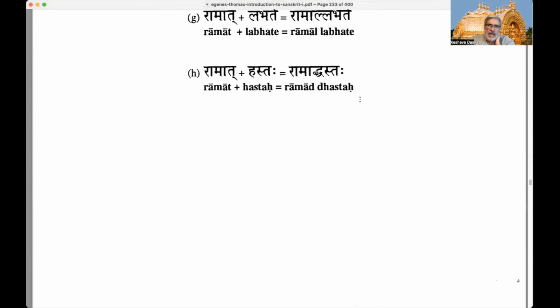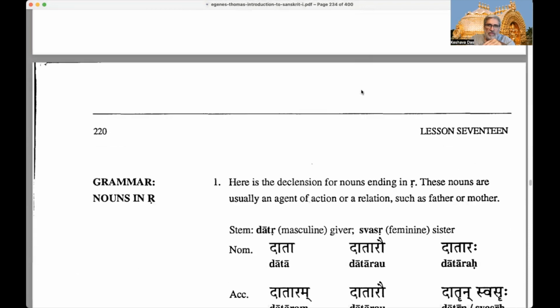Ramat plus hastaha. We've got dental T followed by the aspirate H, which is also in the same group as the sibilants, the S's. So the dental T is going to turn into a dental D. It's going to soften it. And then the H itself is going to turn into a DH. So it's going to be DDH. So it's Ramad Dastaha. Okay, so those are the examples.